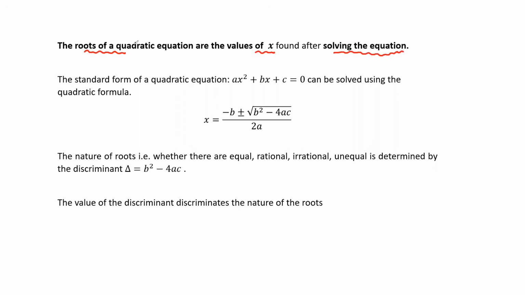Specifically, when you find x values of a quadratic equation, whether by factorization or otherwise, you are finding the roots of an equation. The standard format of a quadratic equation is ax squared plus bx plus c. Notice that a is the coefficient of x squared, or the number multiplying x squared. b is the coefficient of x, and then c is the constant term.